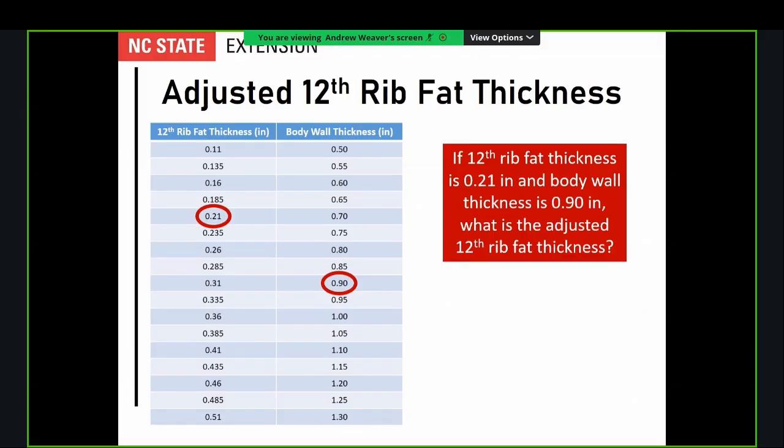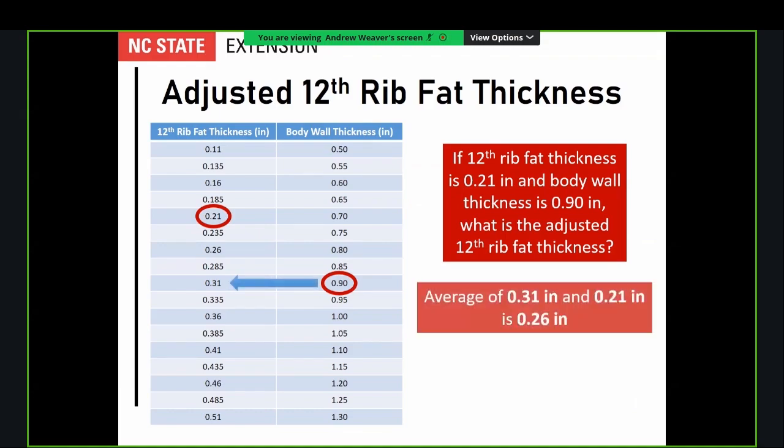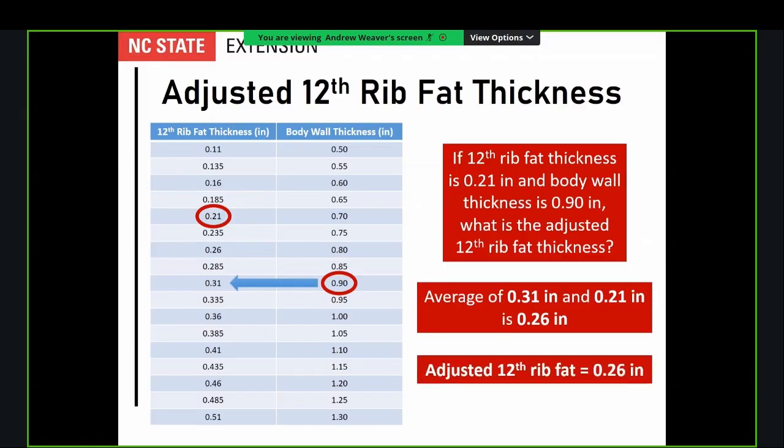So the 12th rib fat thickness is a little bit less than what I would expect based on the body wall thickness. What does that tell me? Well, maybe I need to adjust that 12th rib fat thickness up a little bit. I take the average of 0.31 and 0.21, I get 0.26. So the adjusted 12th rib fat thickness here would be 0.26 inches, the average of the actual 12th rib fat thickness and the expected 12th rib fat thickness based on the body wall thickness.